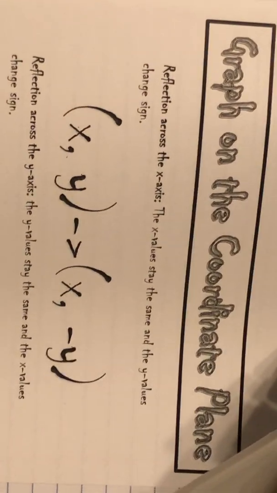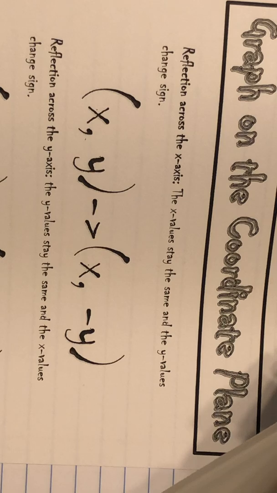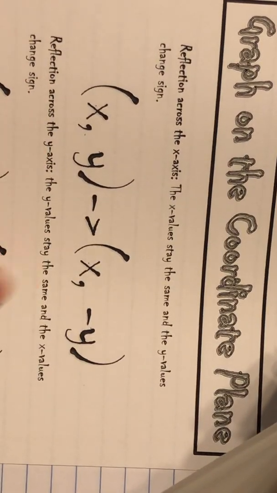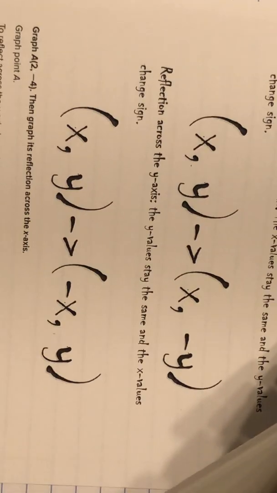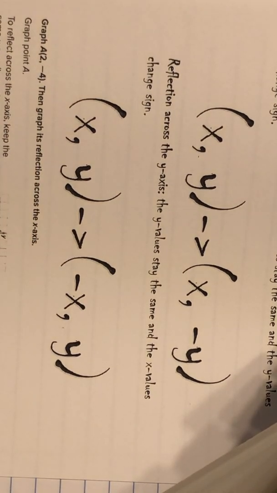Alright, so when we're graphing on the coordinate plane, the reflection across the x-axis, the x value stays the same and the y values change sign. Okay, so x values stay the same, y values change sign. Reflection across the y-axis, the y values stay the same, and the x values change signs.